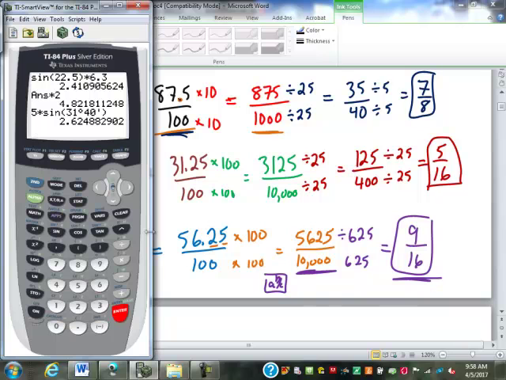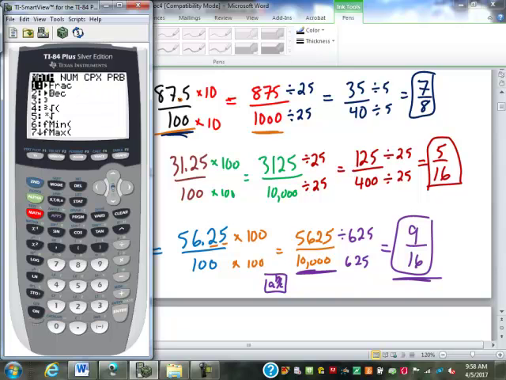No fraction key on the graphing calculator. As you can see, mine doesn't do fractions. I have to force it a little bit to make it do fractions. Actually, this calculator will reduce that if I did 5625 divided by 10,000. I can divide it to get the decimal. Then I can go into the math menu. There is a convert to fraction function. So this calculator will give me that one as a fraction.